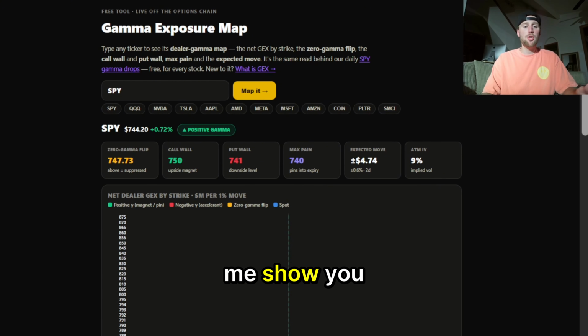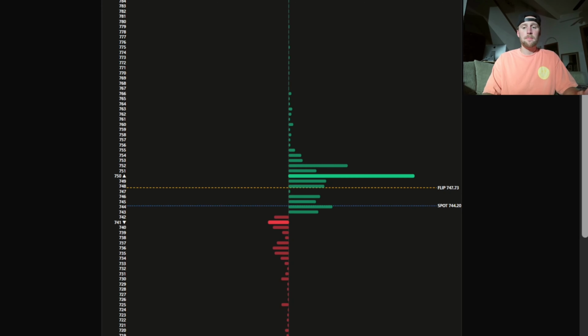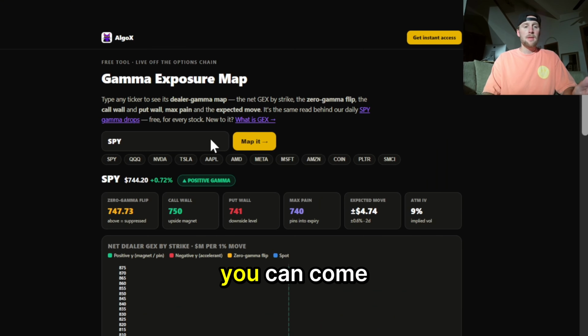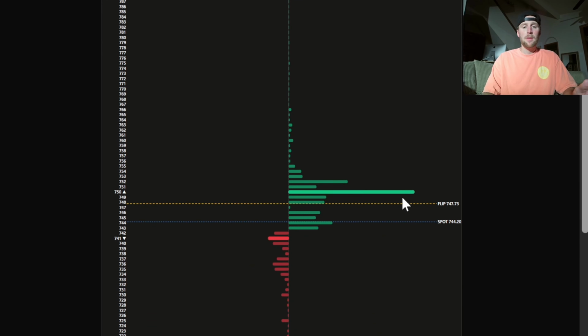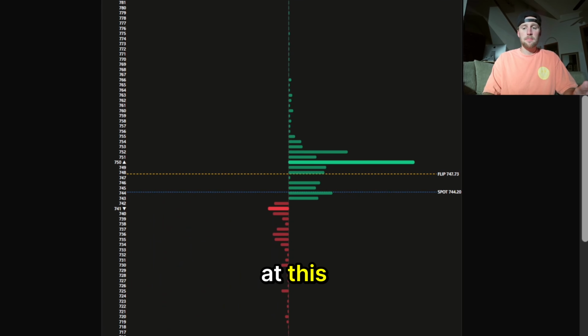All right, so let me show you on the chart. Now, this is our free gamma tool at algoxflow.com/gex. Totally free, no login. Now, you can come up here and type in SPY or go to the SPY map. And let's look at this.